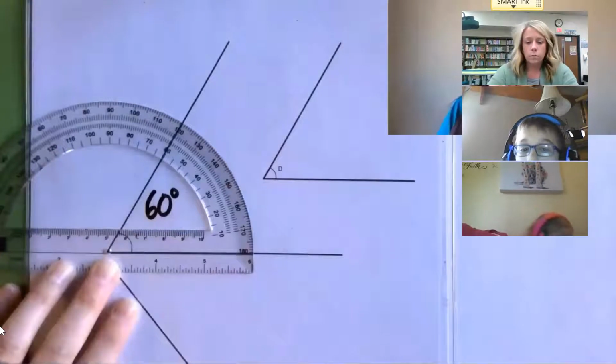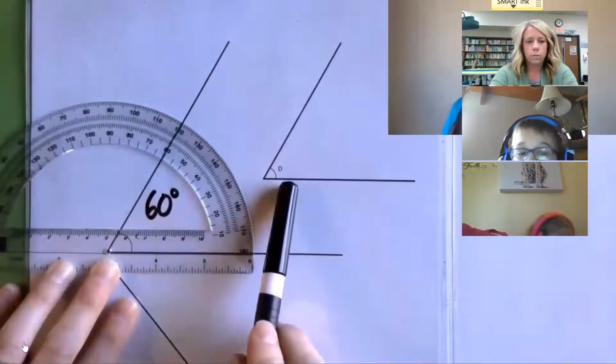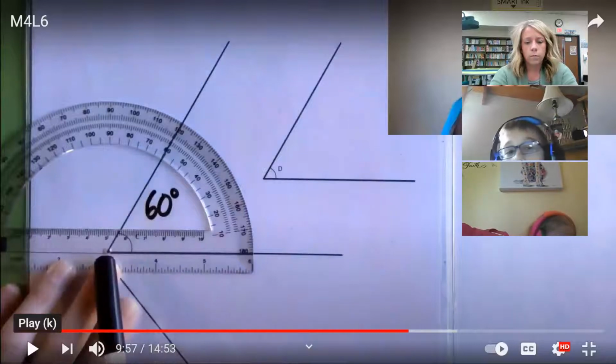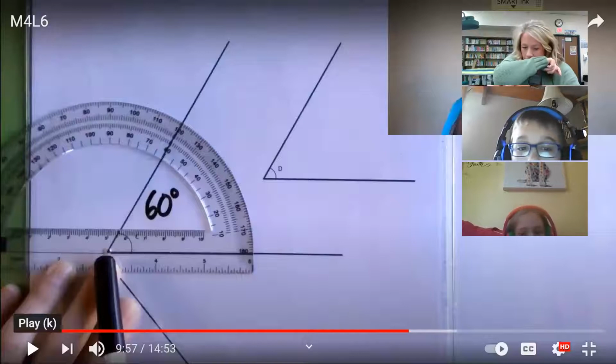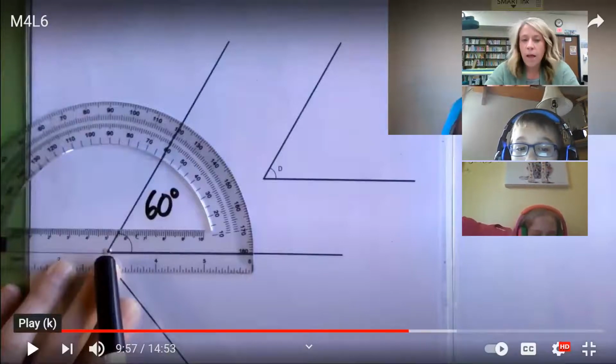Now pause the video and use your protractor to measure angle D. Remember to align the vertex. I want you to go ahead and try measuring angle D with your protractor. And then we'll see if it matches.